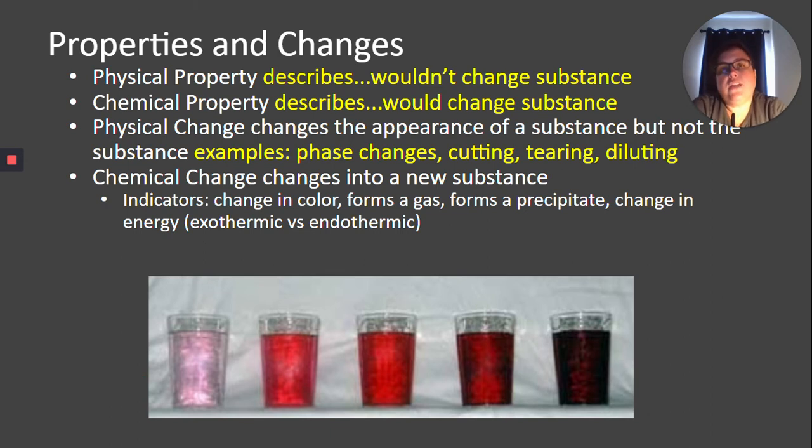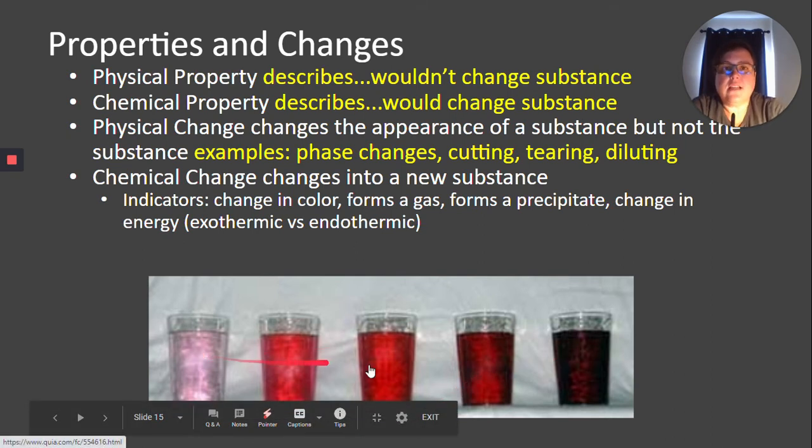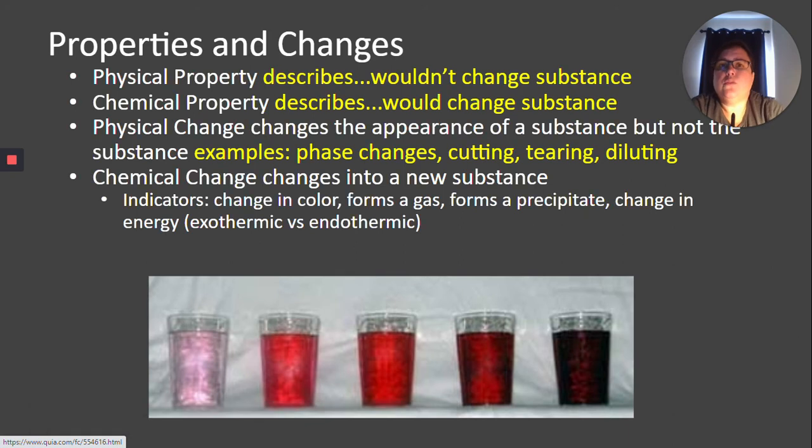A chemical change actually changes the substance. And there are 4 indicators. So if you have one of these 4 indicators, then you know it's chemical. If you don't have one of these 4 indicators, then you know it's physical. So for example, changing the color. Now here we said we weren't changing the color, and that's because these are all shades of red. You have to actually change the color. So going from purple to green, that's a color change. That would be a chemical change.